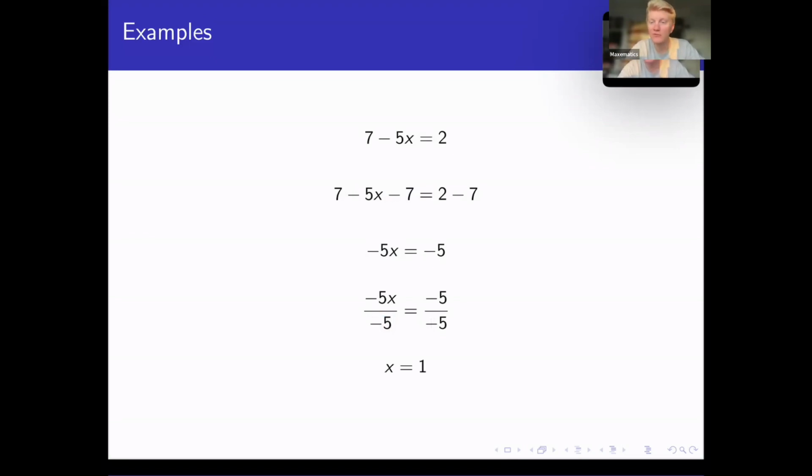Again, if we want proof if our answer is correct, plug x equals 1 back into the original. If x is 1, 5 times 1 is 5. 7 minus 5 is 2. Okay, so feel free to check these answers as we go.